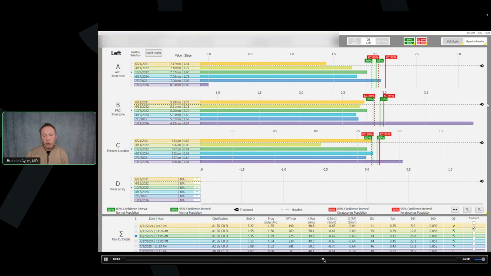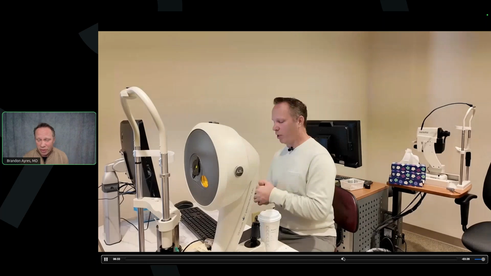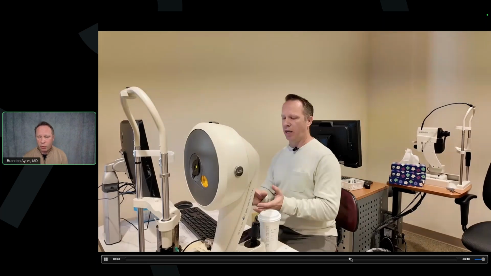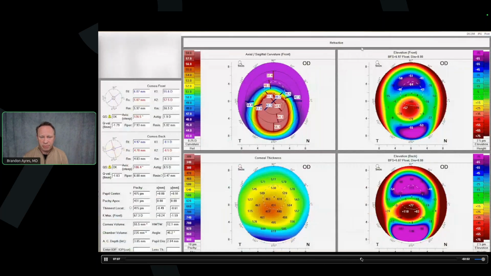So guys, I'm going to fast forward my video because I'm realizing that I'm saying the same thing that I already said in the previous one. But I'll show you this case where we were deciding on a CTAK. The starting exam is just the four-map refractive. You can see he's got a very typical keratoconus shape.